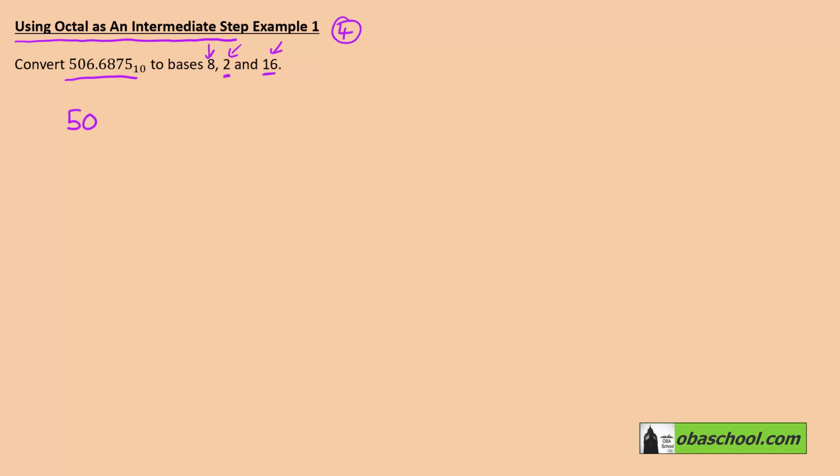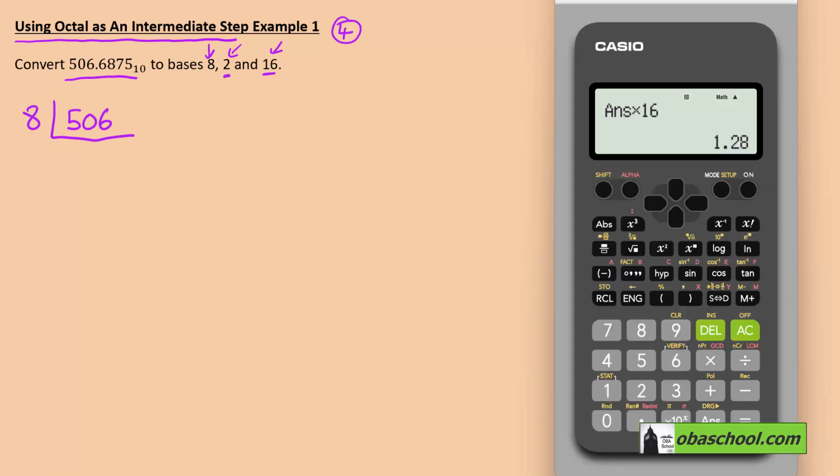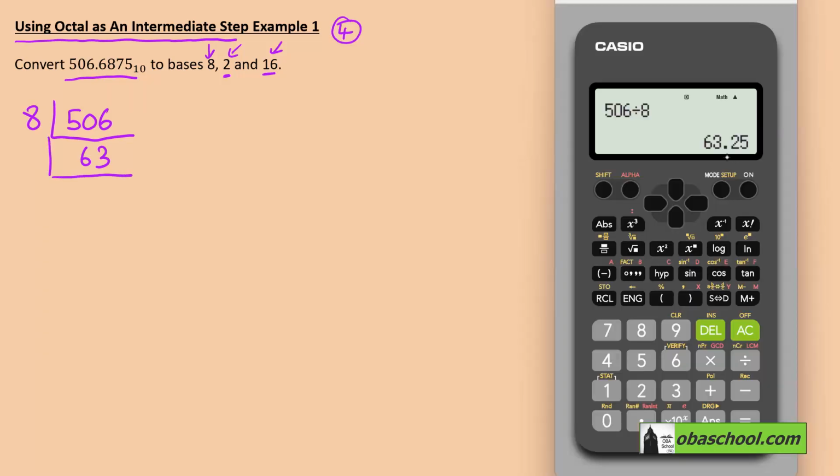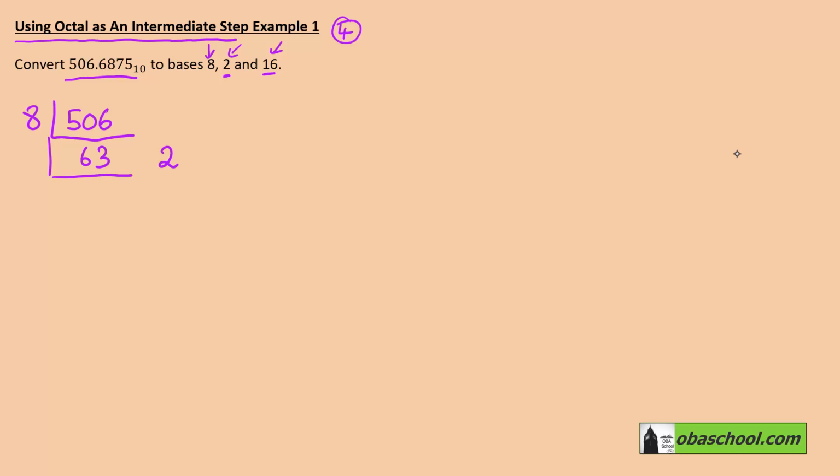So we'll take the whole numbered part and we'll start doing repeated division by 8. So I've got 506 divided by 8. That gives me a quotient of 63. And the decimal part there is 0.25. 0.25 of 8, of course, quarter of 8 is 2. So that would be my remainder there.